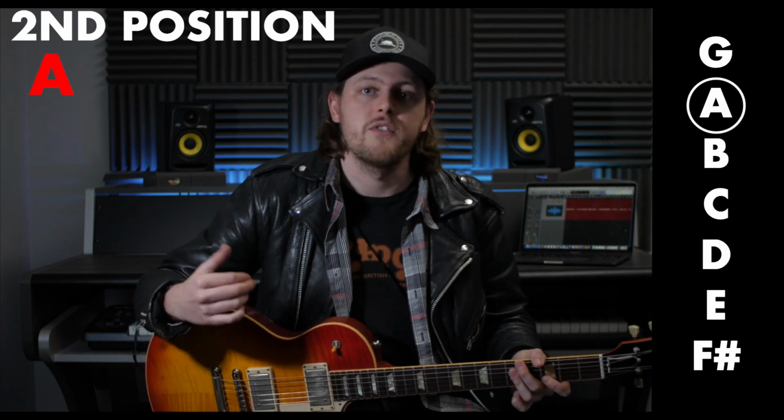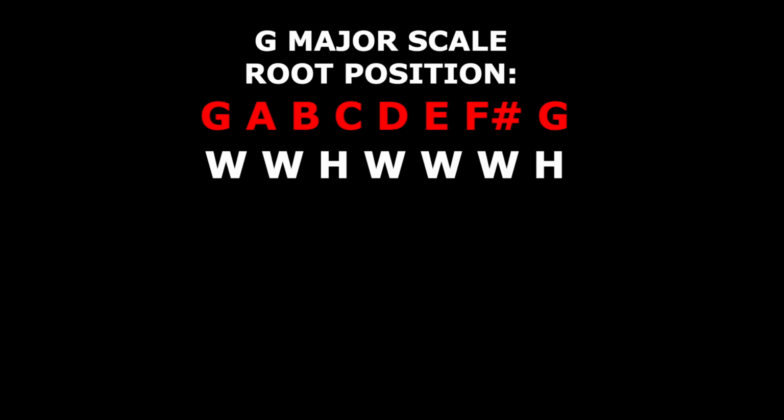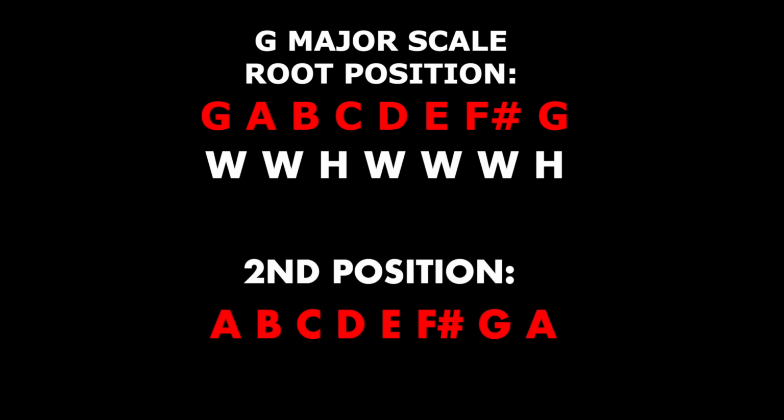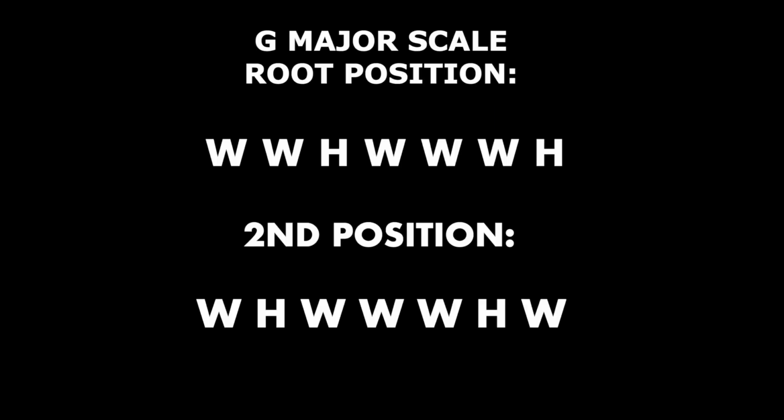As each position starts from a different scale degree, all we need to do is simply modify our scale formula depending on the note we start from. For example, our second position starts from A, which is the second note or degree of the G major scale. We just start our formula from the second note. This works for all 7 positions of the major scale, but just remember the note or the degree that you start from will dictate where you start within your whole step, half step pattern.